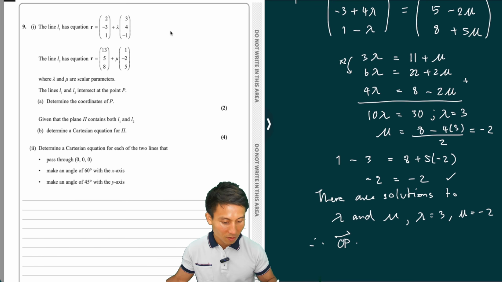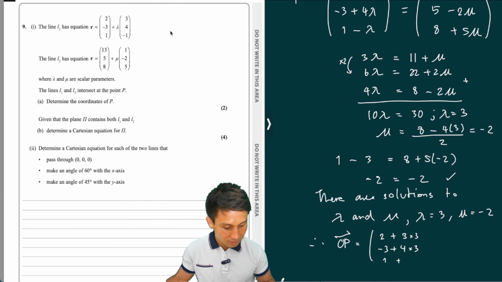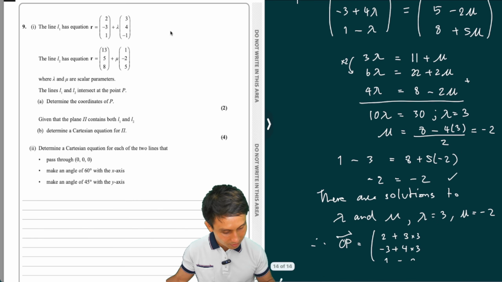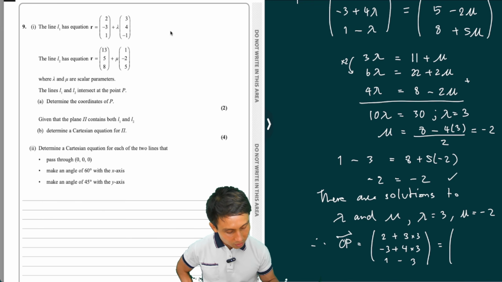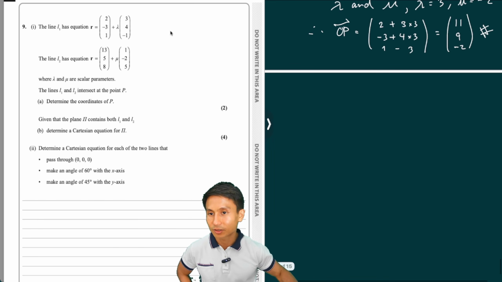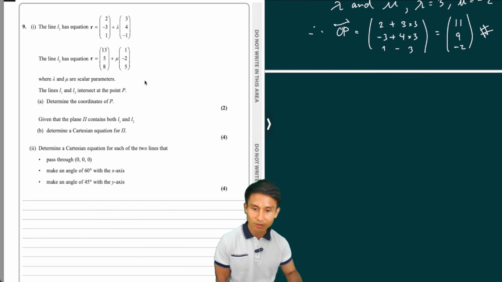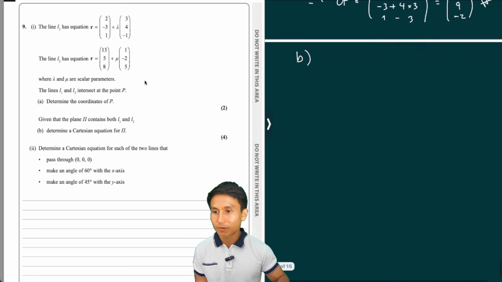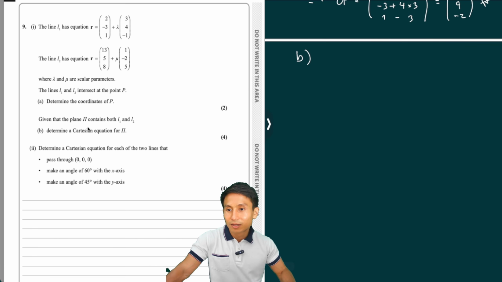Coordinates of P will be 2 plus 3 lambda, minus 3 plus 4 lambda, 1 minus lambda. So that's going to be 2 plus 9 is 11, minus 3 plus 12 is 9, 1 minus 3 is minus 2, right? That's the coordinate of P there, which is the same as the position vector OP. Okay, part B. Given that the plane gamma contains both L1 and L2.